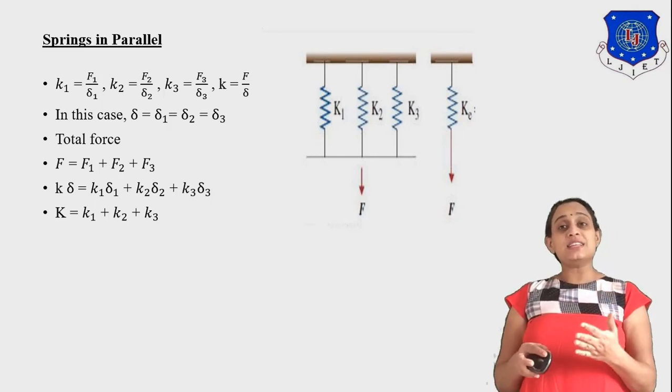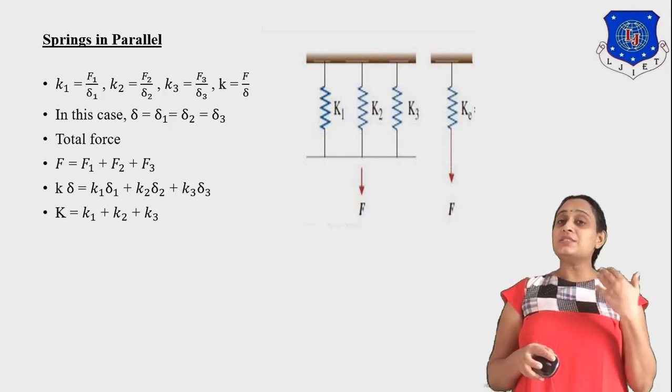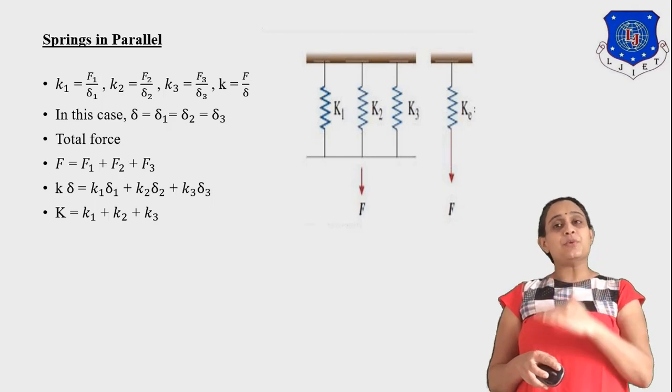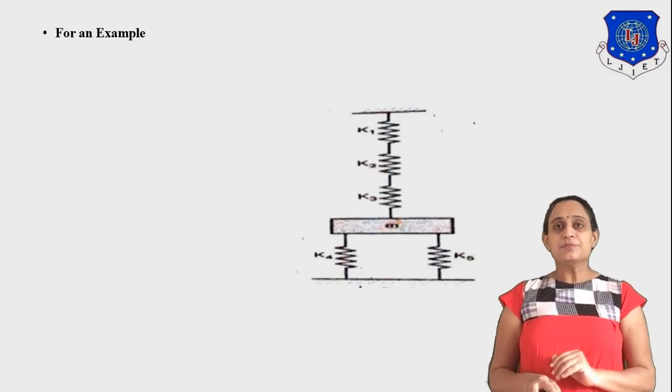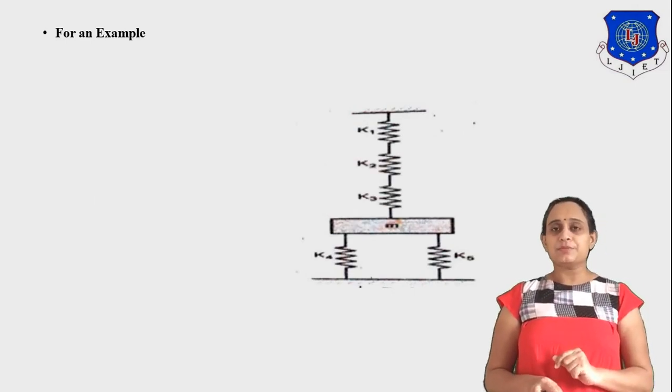If springs are in series, we are getting the equation as 1 upon K is equal to 1 upon K1 plus 1 upon K2. So, this is both of these theories. I hope you can understand this. Now let us have our example.